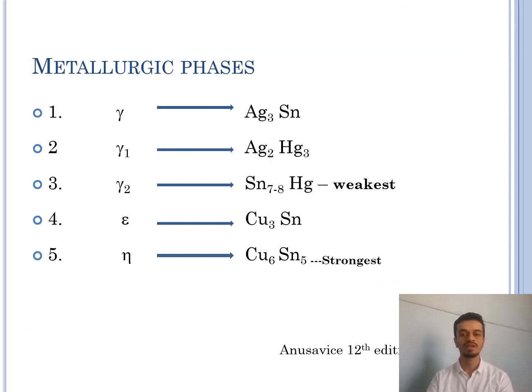Before we proceed, let us first see the metallurgic phases found in the setting reaction of amalgam restoration. This includes the gamma phase, that is silver tin; gamma 1, silver mercury; gamma 2, tin mercury, which is the weakest, being least stable to corrosion; epsilon phase, that is copper and tin; and eta phase, that is copper and tin, which is the strongest.